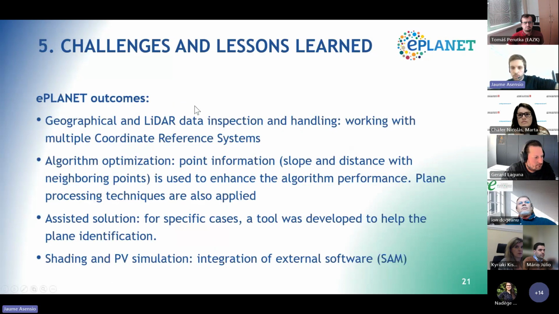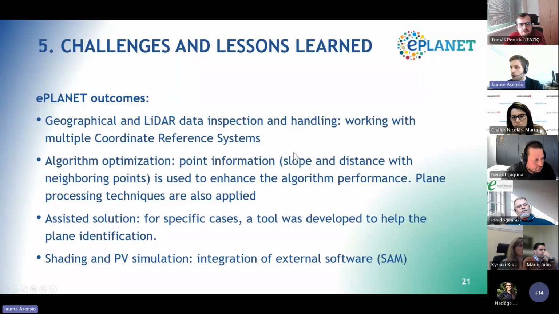Finally, what are the outcomes of the project and the work we did? Well, first, we had to handle different coordinate reference systems and work with geographical data, which has this extra complication when working with them. And also, we had to use external software, and we could not rely only on Python alone.